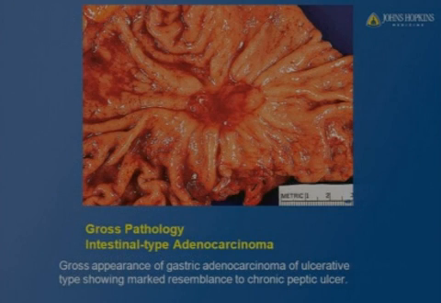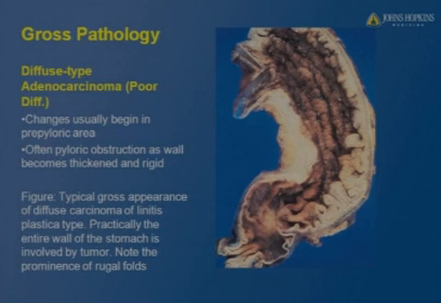This is a gross pathological example of an intestinal type, again well-differentiated adenocarcinoma, where the gross appearance resembles the ulcerative type, showing marked resemblance to the chronic peptic ulcer. We are showing here the diffuse type of adenocarcinoma, poorly differentiated, where the changes usually begin in the peripyloric region, and that's why these patients can present with obstruction. The wall gets thickened and rigid, and that shows the gastric diffuse wall thickening and rugal prominence.